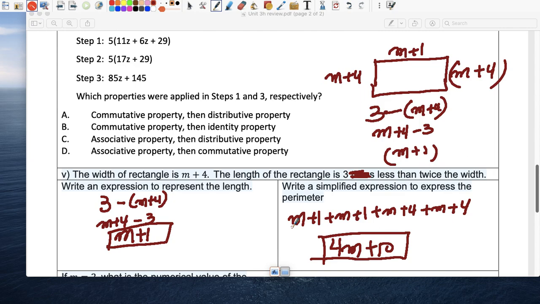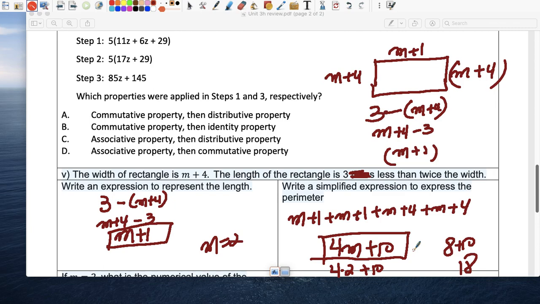And then it says at the bottom, and my screen doesn't go that far, what is the numerical value of the perimeter? If I told you m was 2, what is the actual numerical value of the perimeter? If m equals 2, you would go 4 times 2 plus 10. 4 times 2 is 8 plus 10. The perimeter of this rectangle would be 18.